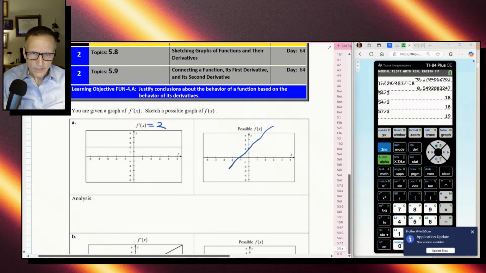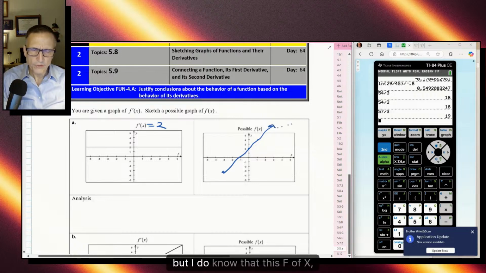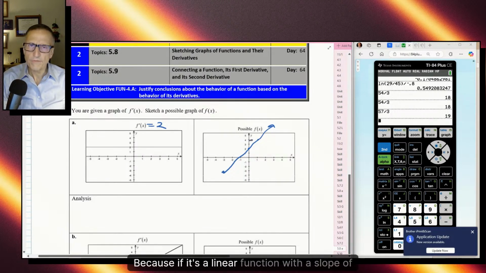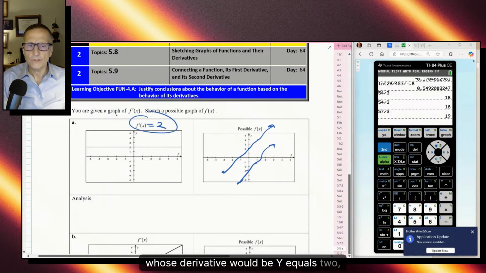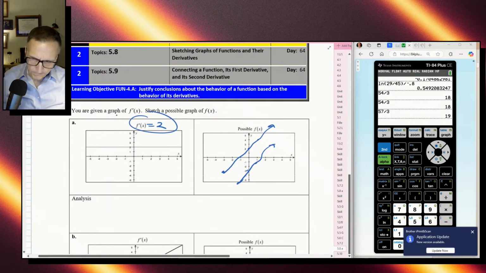Now, I don't know if that would be the graph, but I do know that this f of x, its derivative would have to be 2. Because if it's a linear function with a slope of 2, its derivative would be 2. Now, could it be down here? Sure. Right? It could have been this line. There's an infinite number of possible functions whose derivative would be y equals 2, but there's 2 of them.